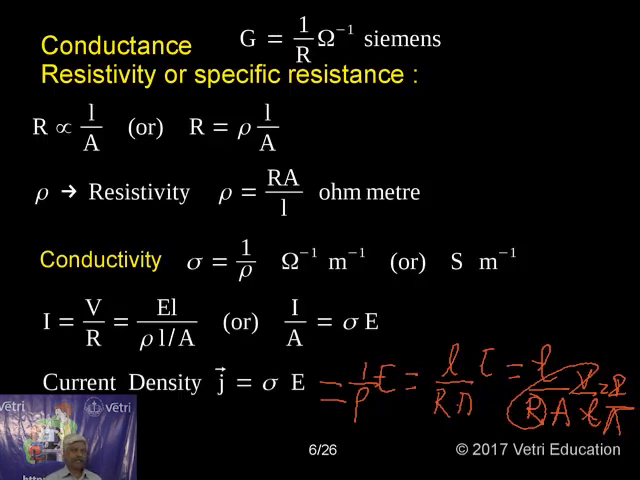The current density means current acting on unit area, I by A. So how does it come? E by rho. That is another formula, E by rho, or E into sigma. Whatever may be the thing, these are the many involvements as far as the problem is concerned. That is the thing we have to understand.